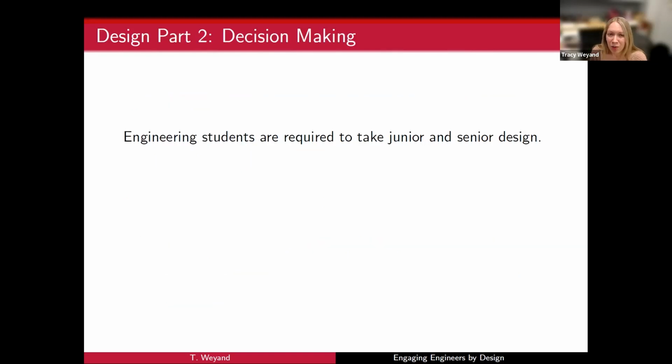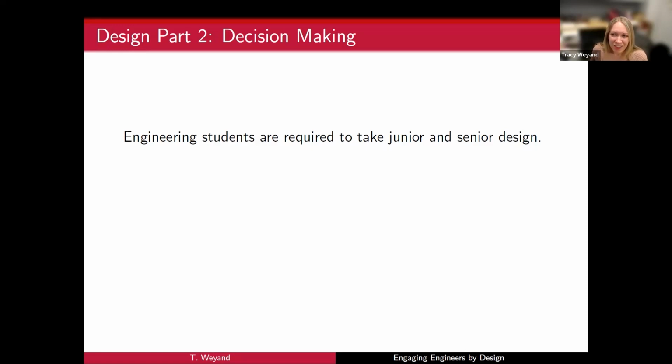The second thing that I want to consider in that design process of designing a class for engineers is, again, preparing them to be engineers, preparing them to be part of the decision-making process. All of our students that are engineering majors are required to take junior and senior design. And for the most part, they're not big fans of that class. And the reason is because it's the first time that they are dealing with real engineering situations, and that things aren't cookie cutter from a textbook anymore.